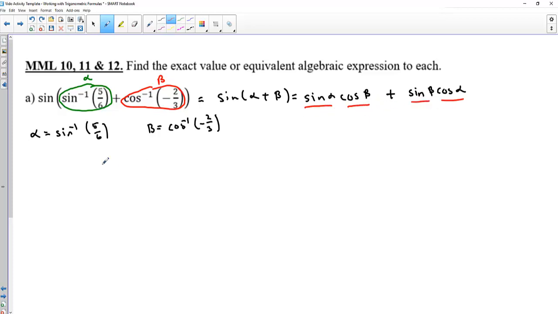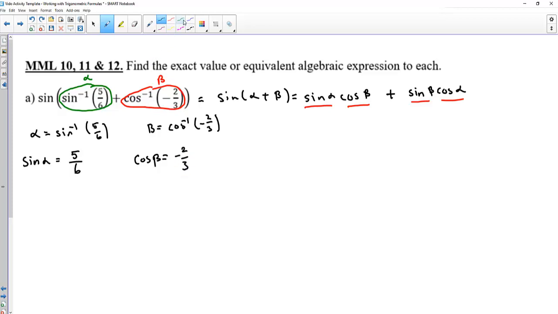And some of this we already have, because over here we have a relationship. If you take the sine of both sides here, the sine inverse will go away. So we'll sine the alpha, and then when you sine the sine inverse, it goes away. They undo each other, and you just get 5/6. And then for over here, we can cosine both sides, and we'll get cosine beta is equal to, if you cosine the cosine inverse, they're going to undo each other, and you get negative 2/3.